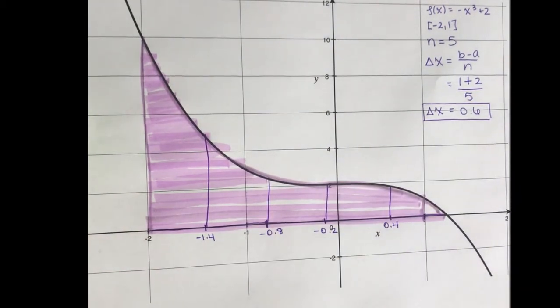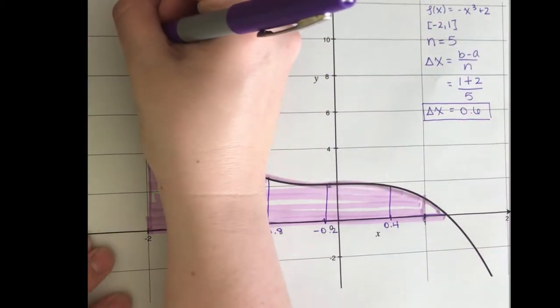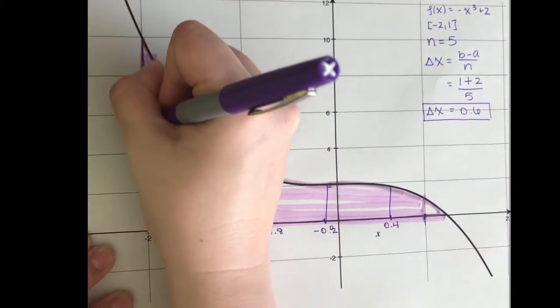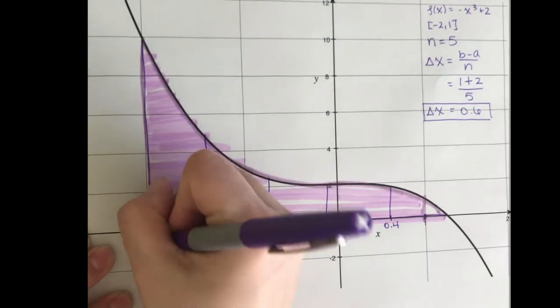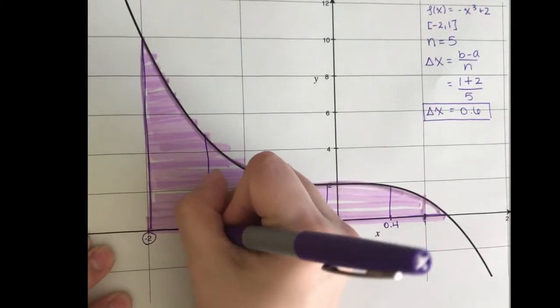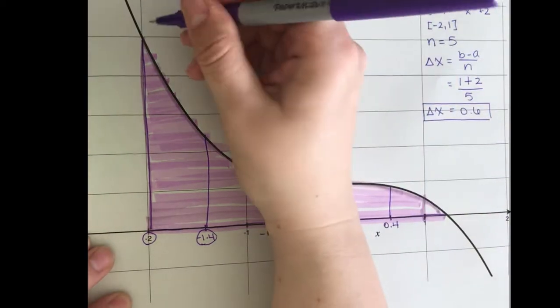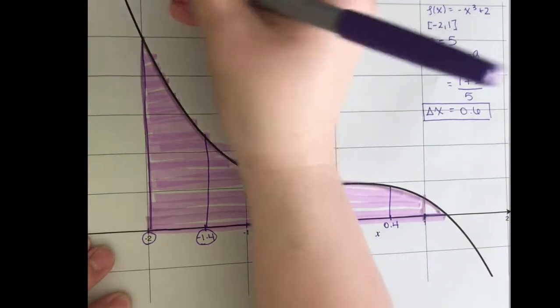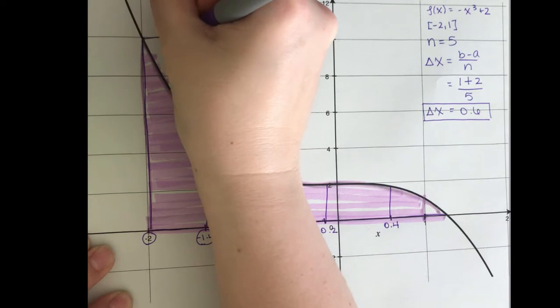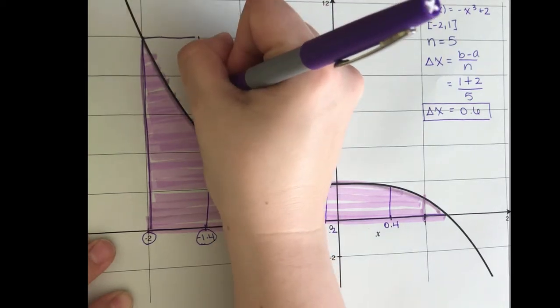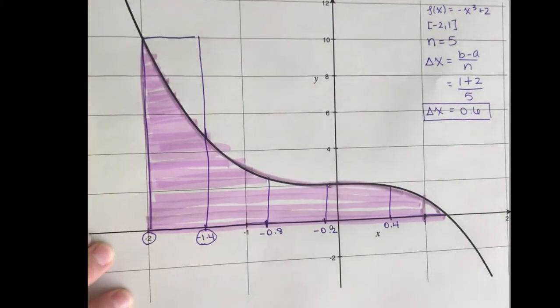Now we're told to draw left-sided rectangles. So that means I'm getting the function height from the left side of my rectangle. So if this is the first rectangle here, from -2 to -1.4, I'm going to go to the left side of that rectangle. And I'm going to draw across until I get to that right boundary of my rectangle. And then complete it. That's my first rectangle.